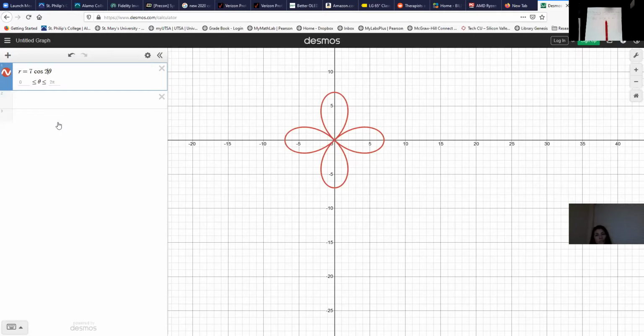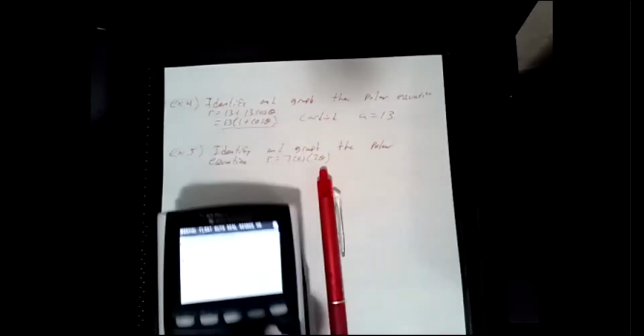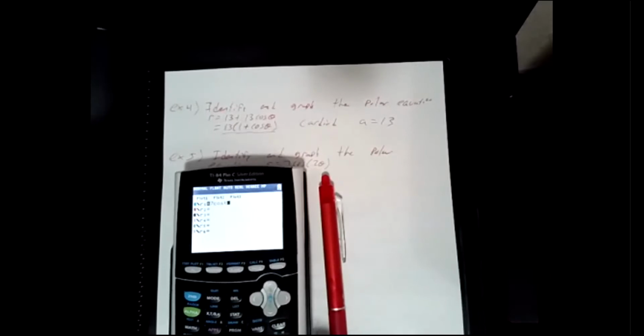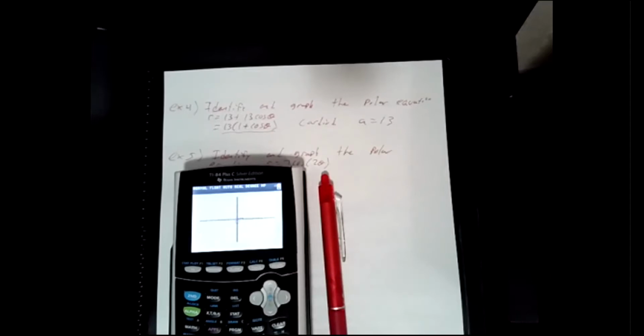The question may ask how many petals or what type of rose, and as long as you graph it, that's all you need to do. So in this question, I would just simply plug in 7 cosine 2 theta. If you do it on here, you should have your rose.